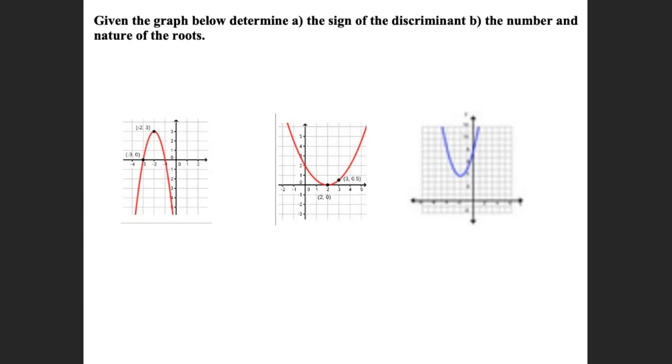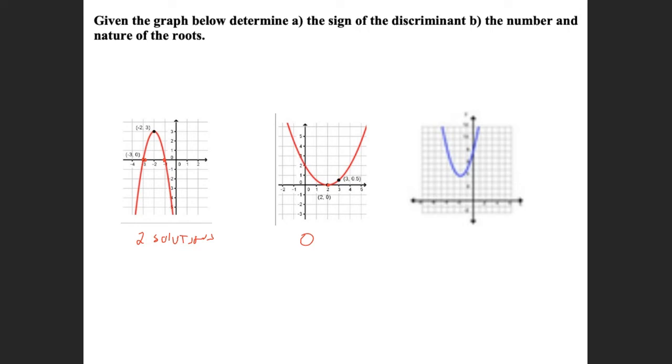Given the graph below, determine the sign of the discriminant. Okay, well, here I know the discriminant, since it crosses the x-axis twice, that means there's 2 solutions. So that means you would have 2 solutions, or the discriminant would be positive. Here, it only hits the x-axis once, so there's 1 solution. That means the discriminant would be 0. And here, it doesn't cross the x-axis ever. That means that we have no solutions at all to the problem.